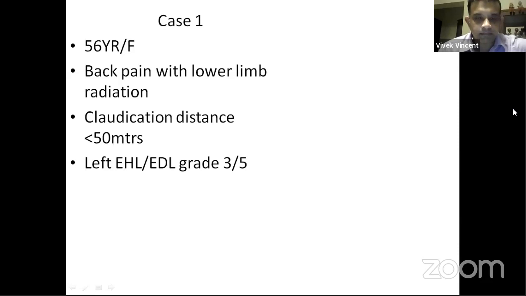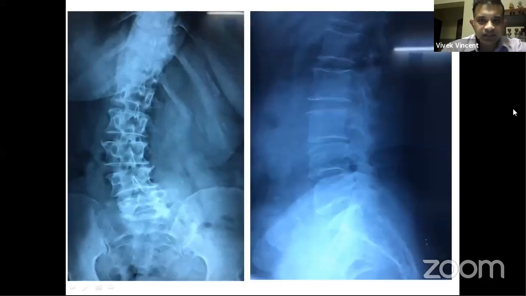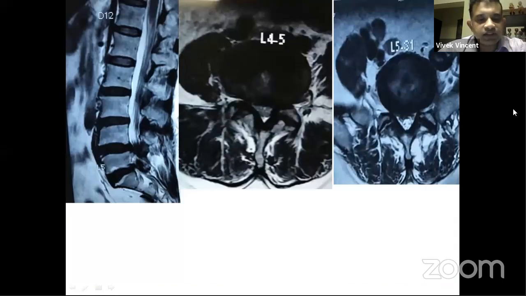So this is a 56-year-old female, back pain with lower limb radiation, claudication distance about 50 meters. And she had a left EHL EDL of around grade 3/5. So this is her X-ray, where we can see there is a degenerative scoliosis, a lateral listhesis at L3-4. I don't have the flexion extension X-rays, but there was a slight grade 1 listhesis at L4-5. We got an MRI done, which shows a stenosis at L4-5 and L5-S1.